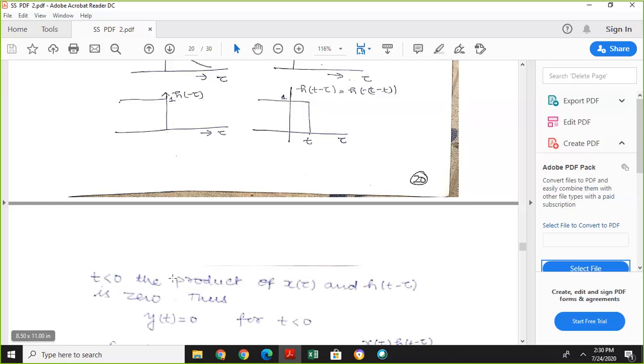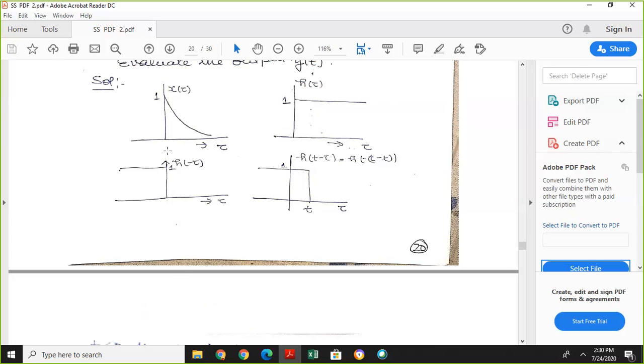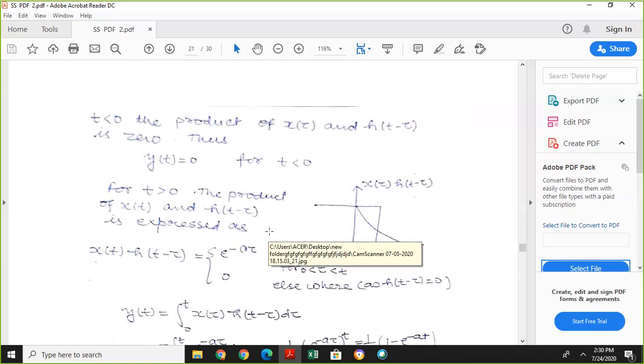When t is less than 0, here x of tau is 0. So if you multiply this signal with this for t less than tau, you get 0 output because the value of x of tau is 0. So y of t is 0 when t is less than 0. When t is greater than 0, the product of this is expressed by, this is h of t minus tau and this is x of tau.